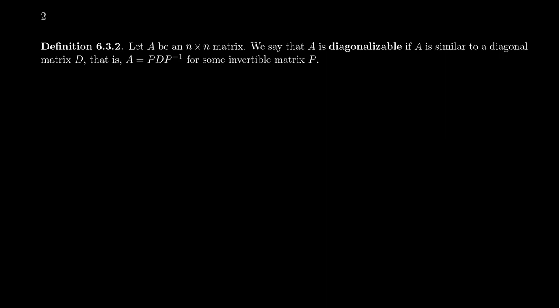So as usual in this chapter, if we have a matrix which is square, so say A is an n by n matrix, we say that A is diagonalizable if it is similar to a diagonal matrix, which specifically means that there exists some invertible matrix P such that P D P inverse is equal to A. So we had talked about similar matrices previously. You can look at the link if you want to see some more about those. But a matrix is diagonalizable if it is similar to a diagonal matrix.